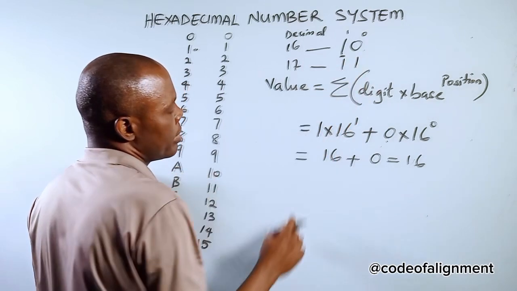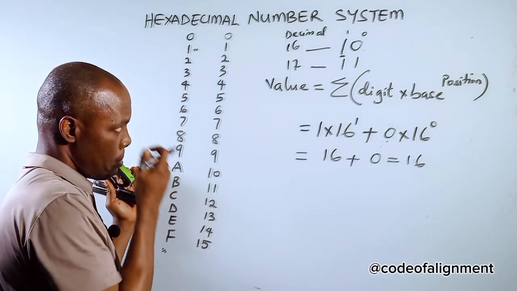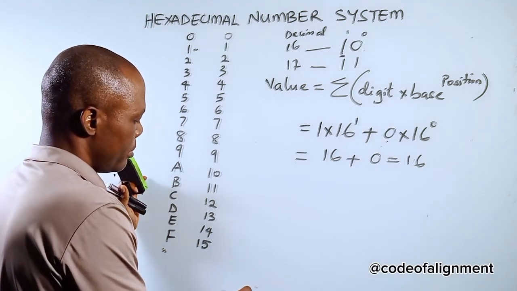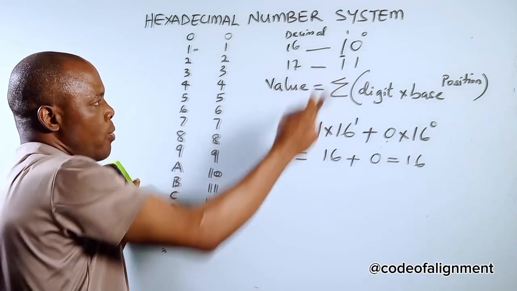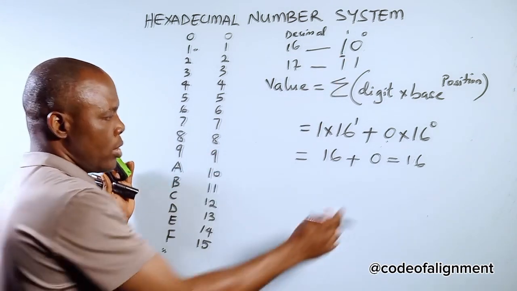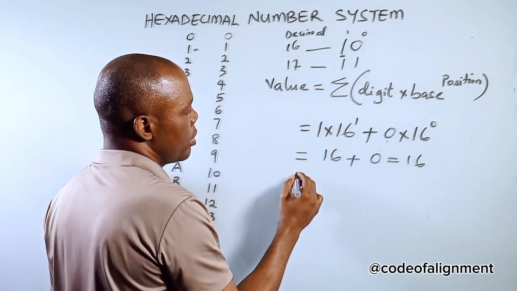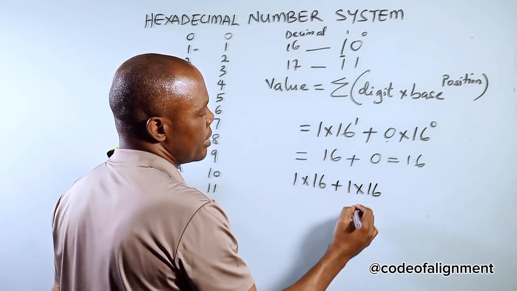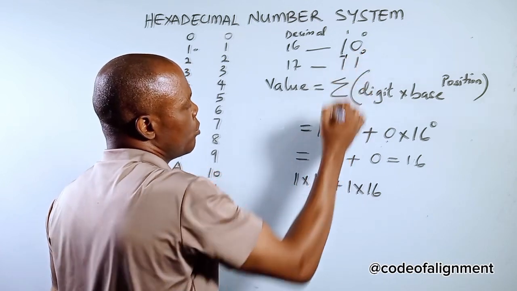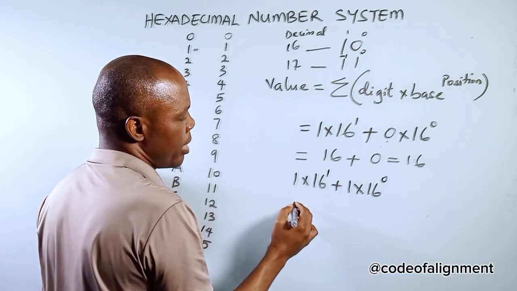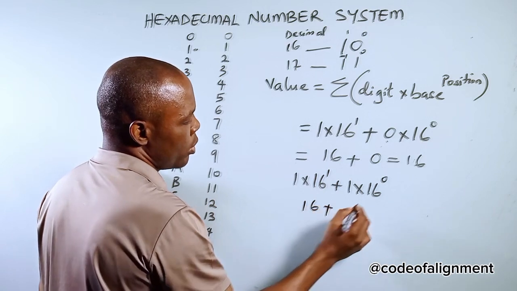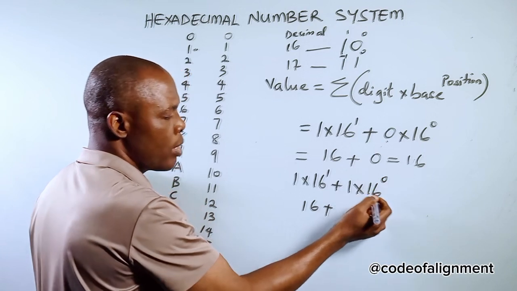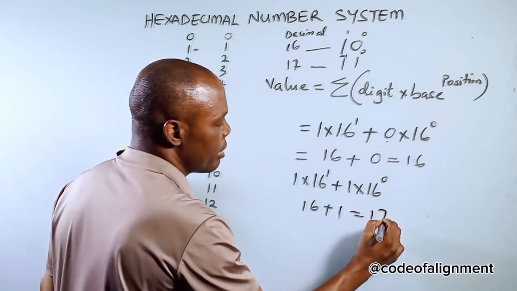So 17 in decimal will be 1, 1. Because if you do the same thing, it will be 1 times 16 plus 1 times 1. This is position 0, this is position 1. So this will be 16 plus 1 times 16 to the power 0, which is 1. 1 times 1 is 1. So this will be 17.